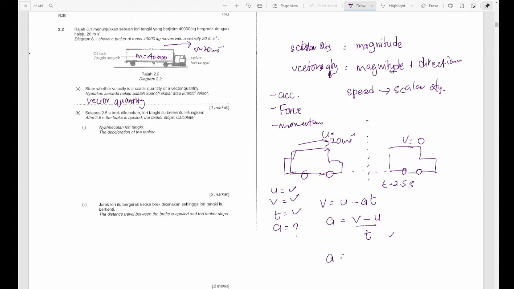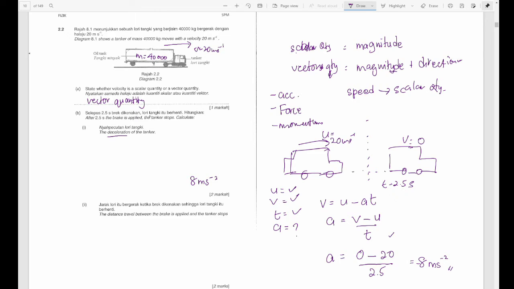So A equals V, which is 0, minus U, which is 20, divided by the time taken, which is 2.5 seconds. So you will get negative 8 meters per second squared. This is your value for the acceleration. Since the question asks you to find the value of deceleration, deceleration is equal to 8 meters per second squared. If the question asks for acceleration, you can give negative 8 meters per second squared.